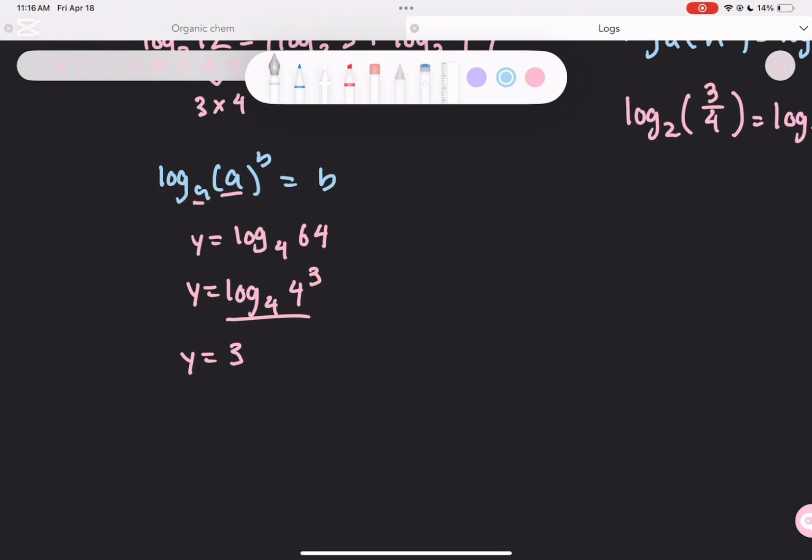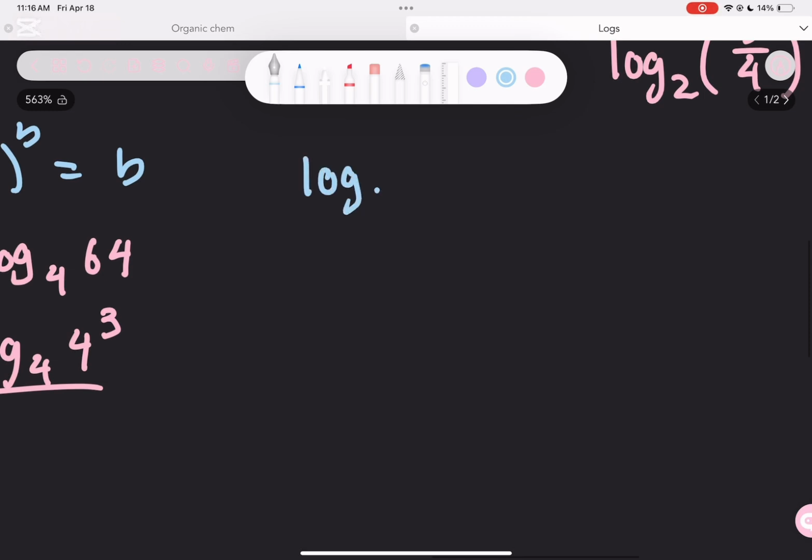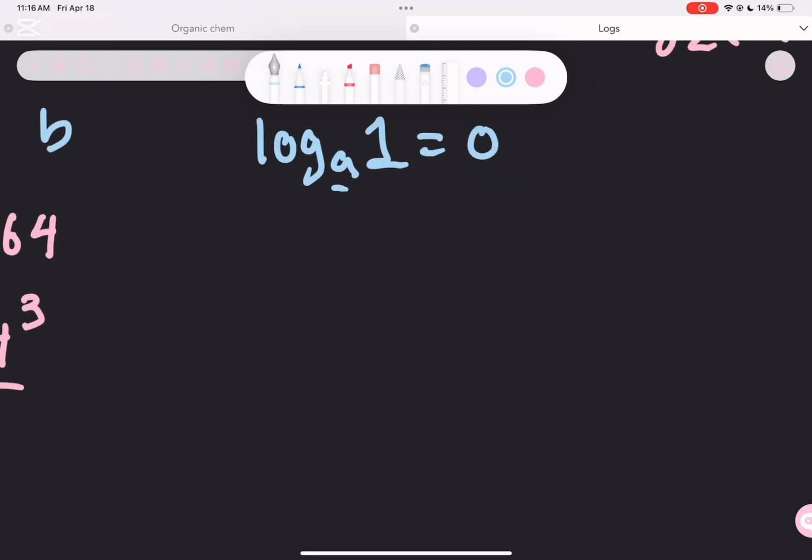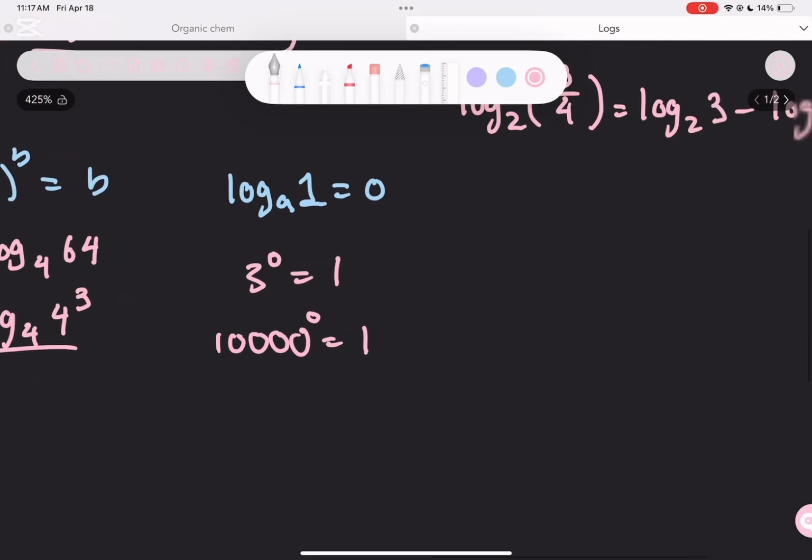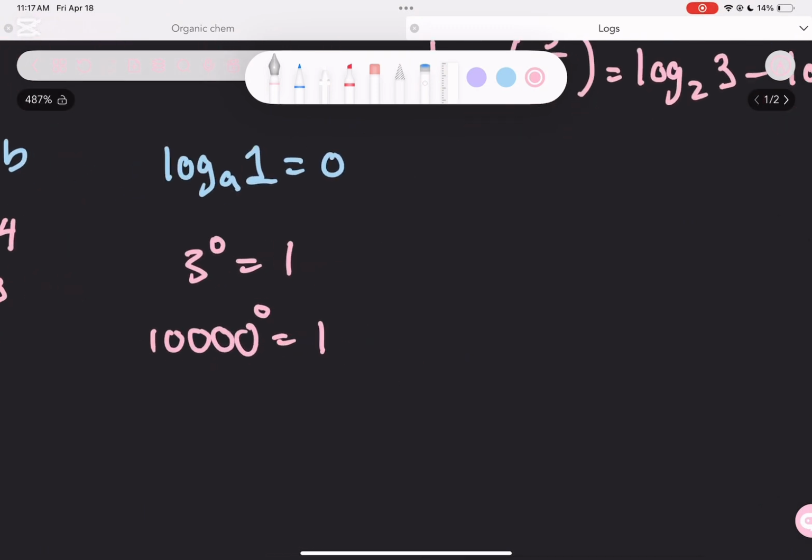Yeah. And then, oh yeah, log of 1 is just equal to 0, because think about it. Anything to the power of 0 is going to be equal to 1. You can have 3 to the power of 0 and be equal to 1. You can have 10,000 to the power of 0 and be equal to 1. That's essentially how it works. That's not a degree sign, by the way. It kind of looks like that, but it's not.